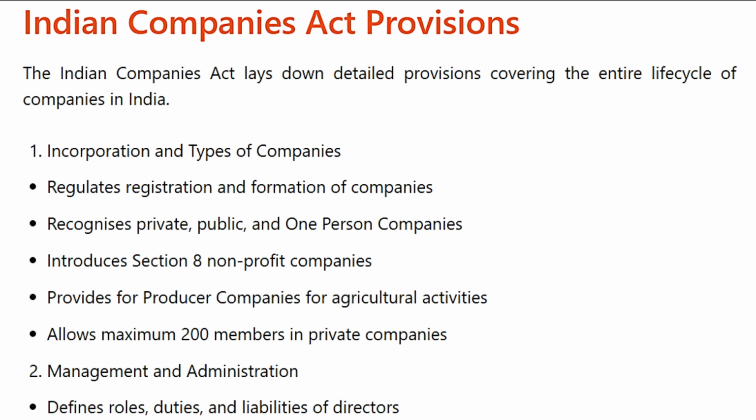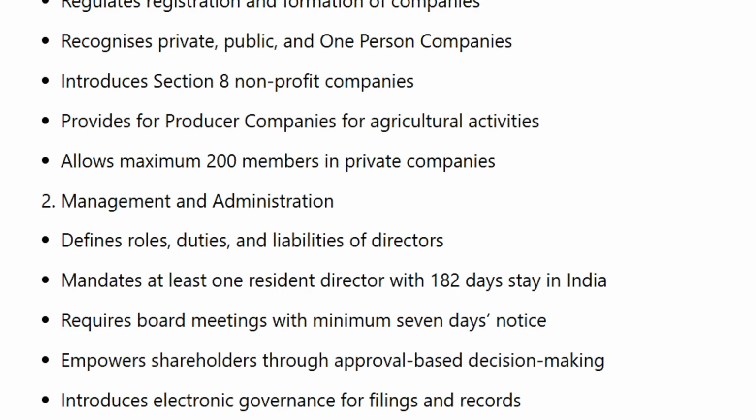Indian Companies Act provisions. The Act lays down detailed provisions covering the entire life cycle of companies in India. Incorporation and types of companies: it regulates registration and formation of companies, recognizes private, public and one-person companies, introduces Section 8 non-profit companies, provides for producer companies for agricultural activities, and allows a maximum of 200 members in private companies. Management and administration: it defines roles, duties and liabilities of directors, and mandates at least one resident director with 182 days stay in India.